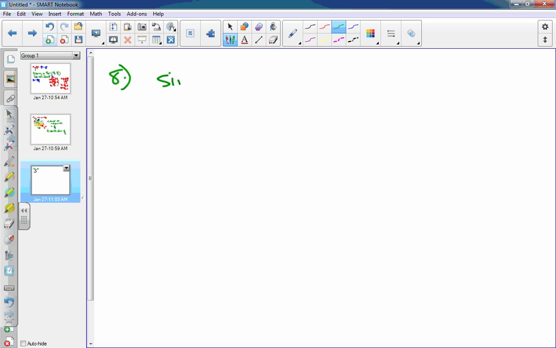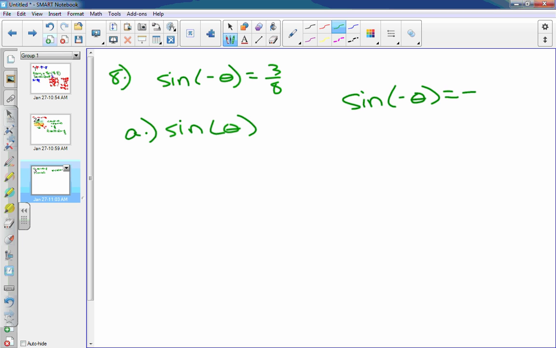Number 8, the sine of negative theta is equal to 3/8. Okay? So part A says to now find what the sine of theta is. Now, do you remember we had our even and odd functions? Our even and odd functions were introduced to us back in section 4.2 on page 263. Section 4.2, page 263. And it says that sine is going to be an odd function. Do we understand that? If you're an odd function, this says the sine of negative theta is equal to negative sine of theta. Do we understand that?